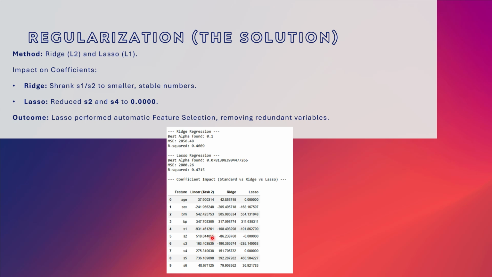And for the lasso regression, it successfully zeroed out the redundant features like S2 here, 0, and also S4 here. So it basically simplifies the model.